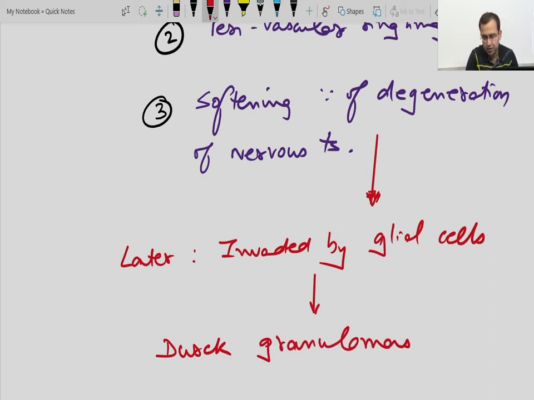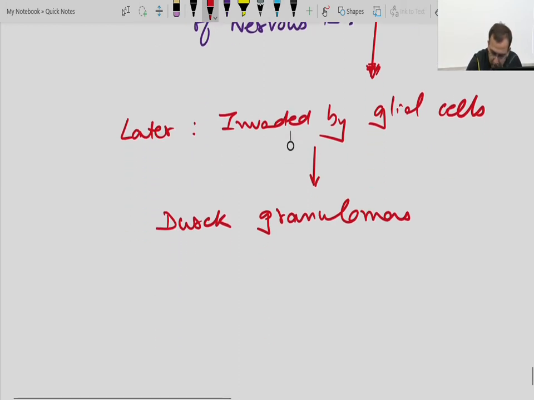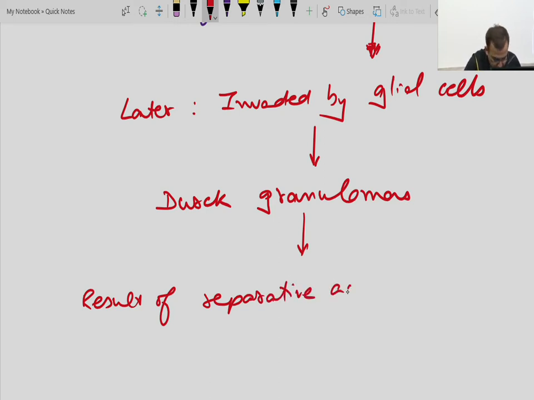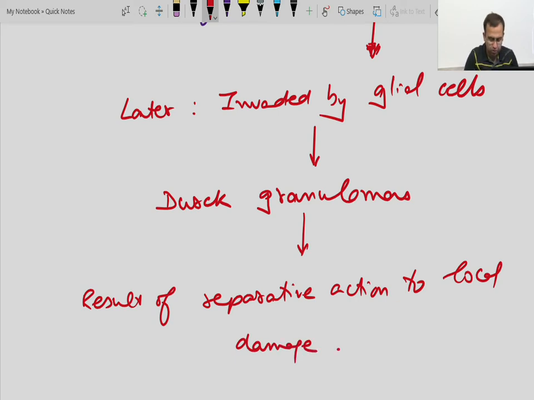Dark granulomas are the granulomas seen in the brain in malaria. This is a result of reparative action, that is, healing is now taking place. This is a result of reparative action to local damage. That is a dark granuloma.